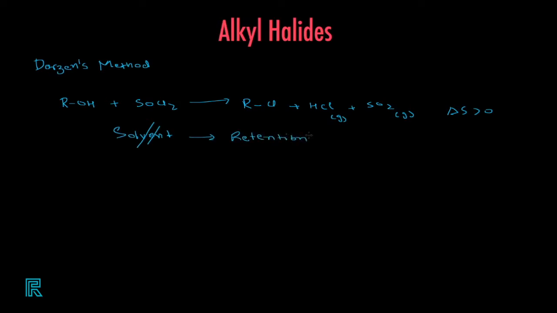This is mainly because a different type of reaction mechanism happens, which is known as the SNi mechanism or the SNNGP, where neighboring group participation occurs. So let me quickly show you the mechanism of this reaction. The oxygen of the alcohol has a lone pair, right? The lone pair attacks the sulfur, which has a vacant orbital, as everybody knows.